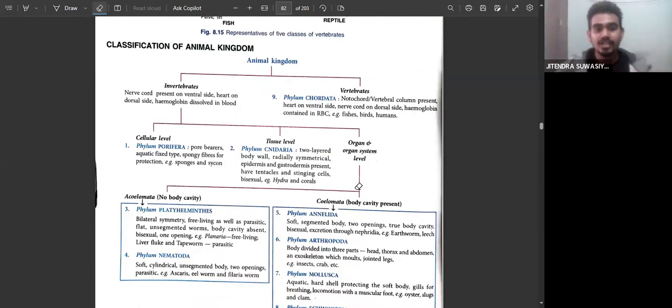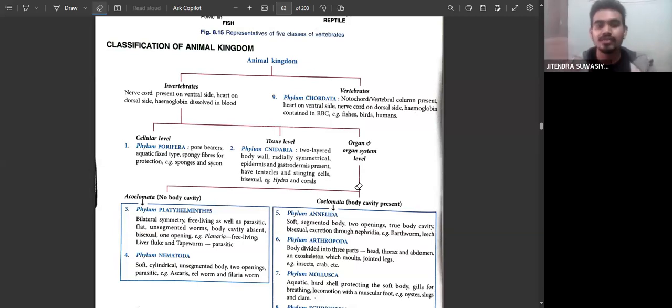So now we'll discuss the classification of the animal kingdom. The animal kingdom is a very interesting subject. If you go to higher classes, you should learn these basic things and be very confident in them. So what is the animal kingdom? It is divided into two parts: invertebrata and vertebrata. In vertebrata, there are a lot of phyla.